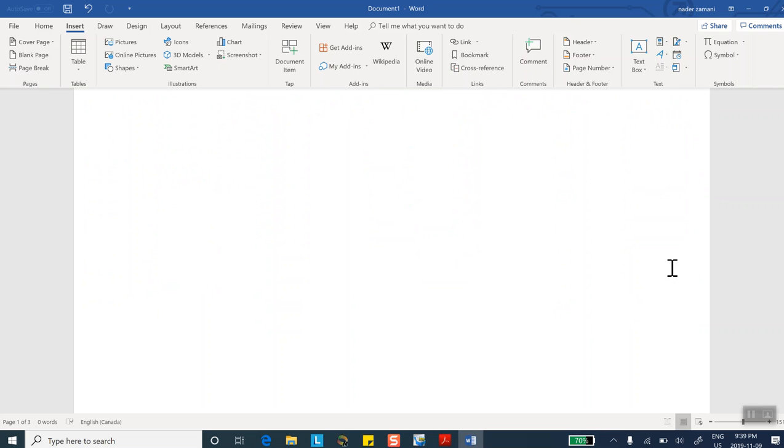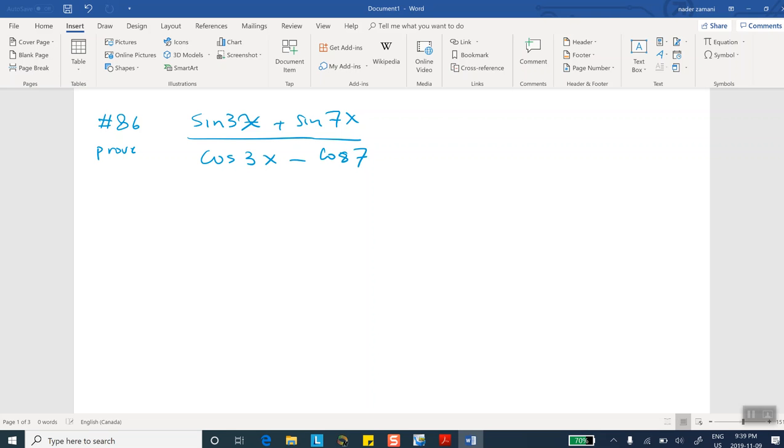Let's do number 86. It's the same kind of animal. Number 86 says prove that sine of 3x plus sine of 7x divided by cosine of 3x minus cosine of 7x is equal to cotangent of 2x.